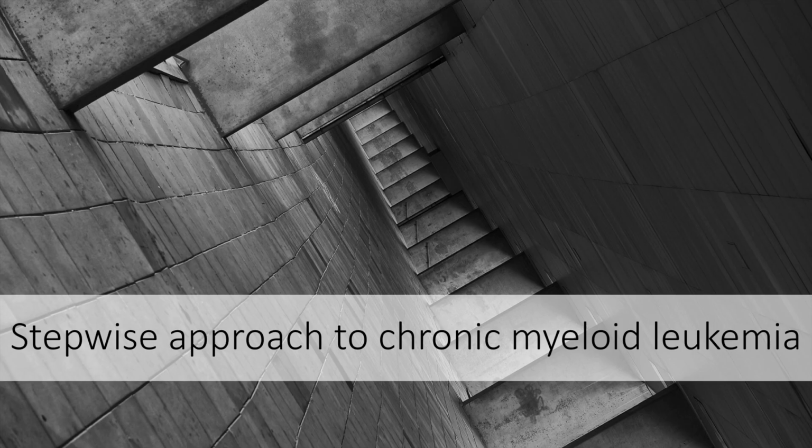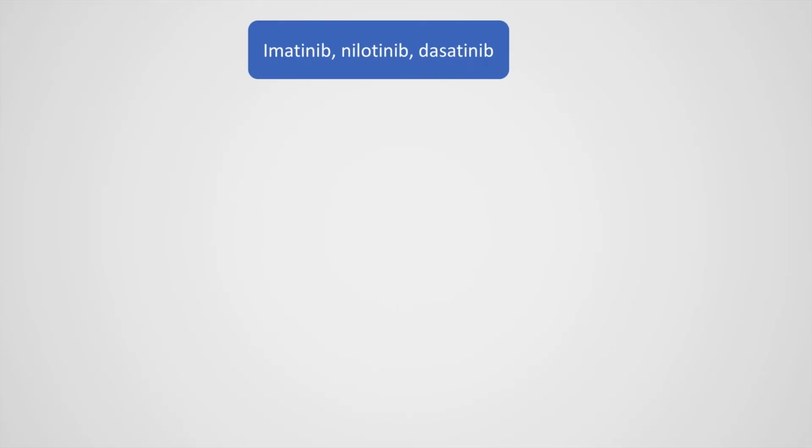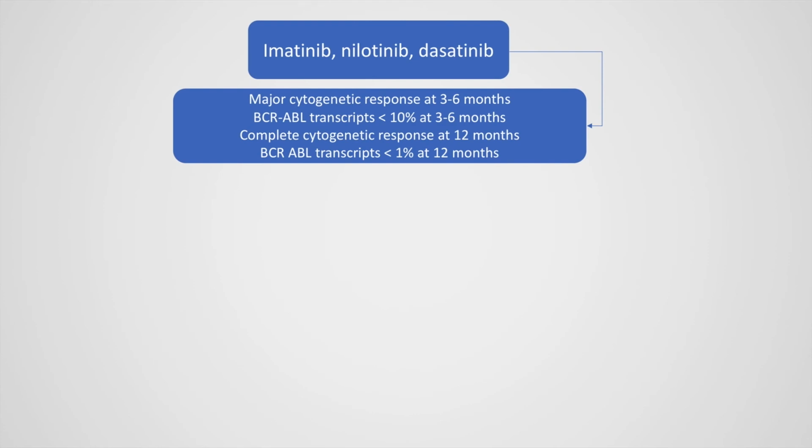Let us now discuss a stepwise approach to chronic myeloid leukemia. After starting imatinib, nilotinib, or dasatinib, we have to look for a major cytogenetic response at 3 to 6 months, and BCR-ABL transcripts must be less than 10% at 3 to 6 months. We must also look for a complete cytogenetic response at 12 months, which is defined as absent Ph-positive chromosomes at metaphase, or a BCR-ABL transcript level of less than 1% at the end of 1 year of oral tyrosine kinase inhibitor treatment.